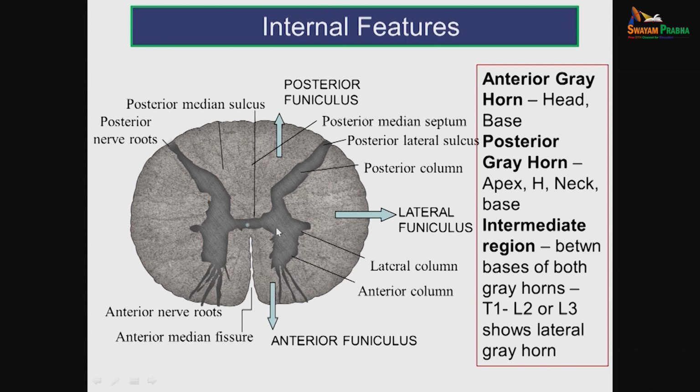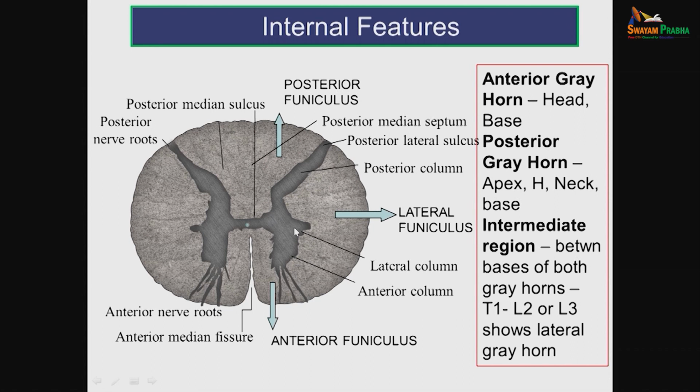If you look at the ventral or anterior grey horn, it has a head and a base. If you take the dorsal grey horn, it has an apex, then a head, then the neck, and then the base. So you have a base for the anterior grey horn and a base for the posterior grey horn.